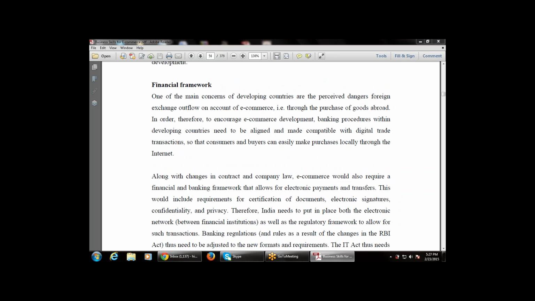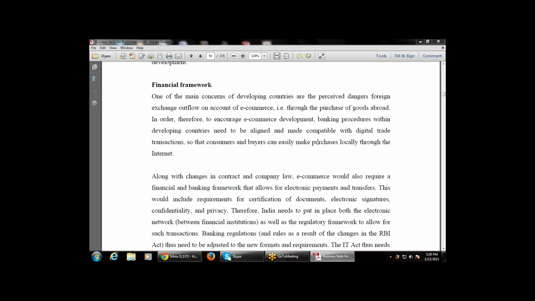In order, therefore, to encourage e-commerce development, banking procedures within developing countries need to be aligned and made compatible with digital trade transactions, so that consumers and buyers can easily make purchases locally through the internet. That is, they are local with each other, doing the transactions with each other.